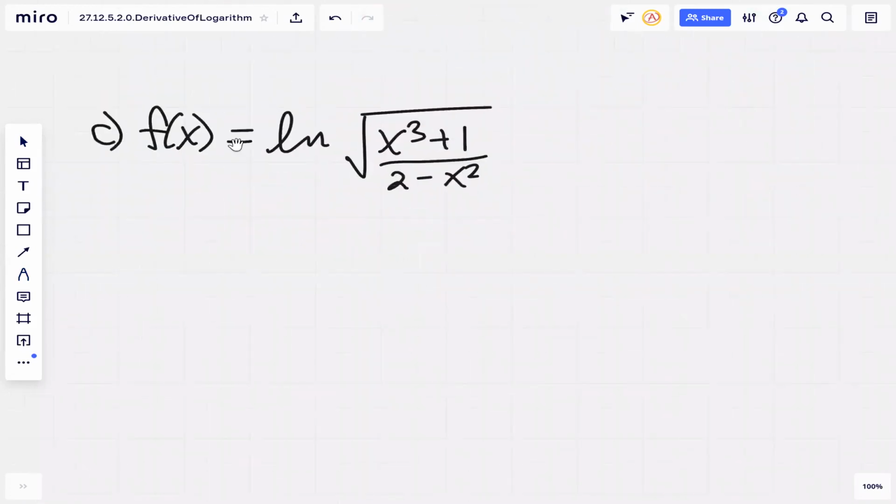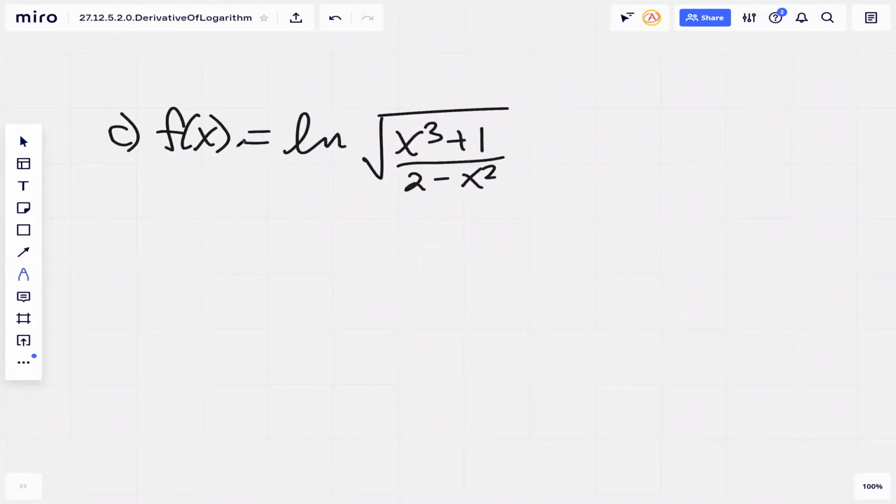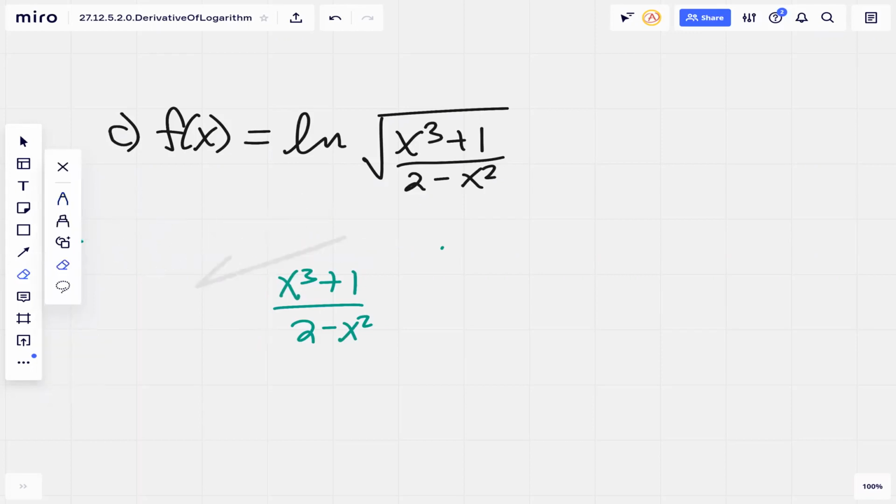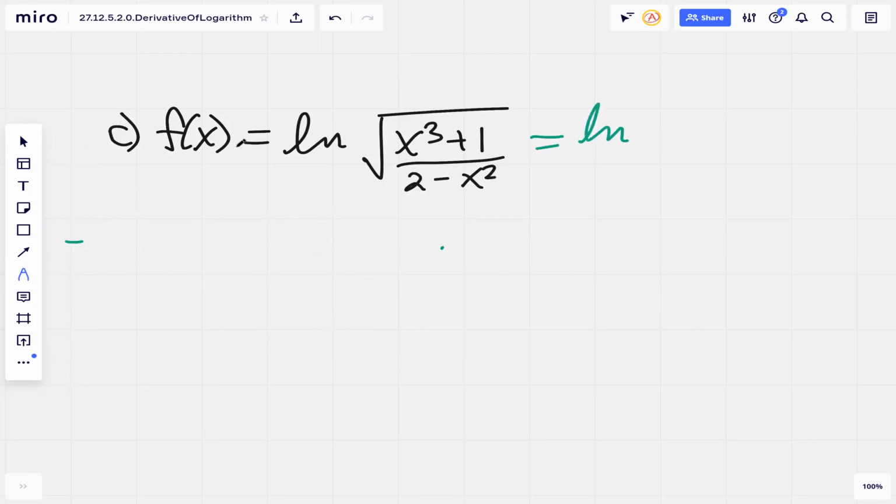Okay, and we have one more. All right, it's not too bad. So again, f prime equals 1 over the square root of (x cubed plus 1 over 2 minus x squared) times, again, the derivative of this square root. Actually, okay, let's go back and simplify things a little bit more. All right, so we have ln of the square root of (x cubed plus 1) over (2 minus x squared). So let's rewrite this as (x cubed plus 1) over (2 minus x squared) raised to the power 1/2.